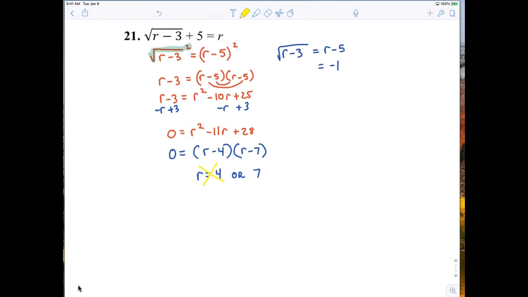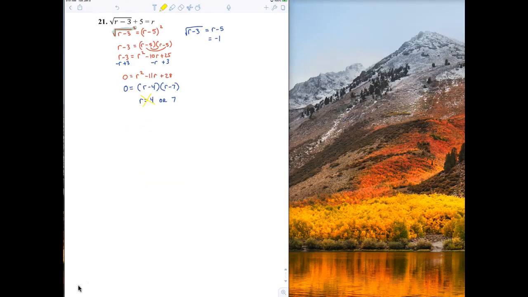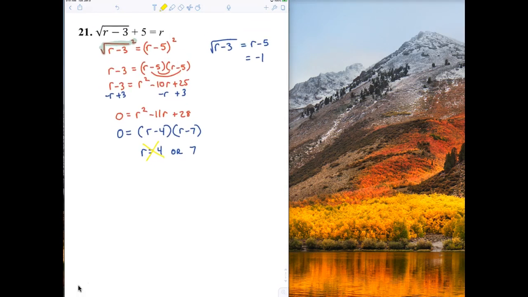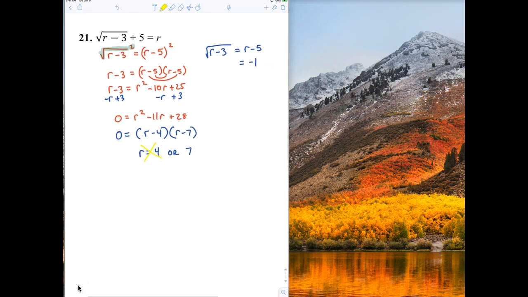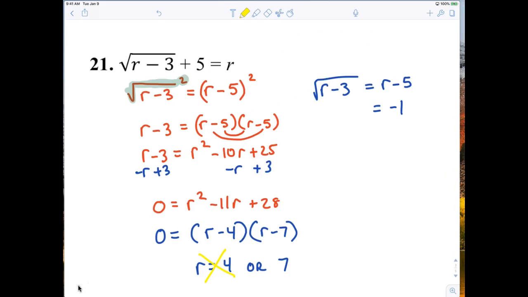I wonder if it'll be better if I turn it this way. I don't know. Yeah, it doesn't really matter, I don't think. All right.